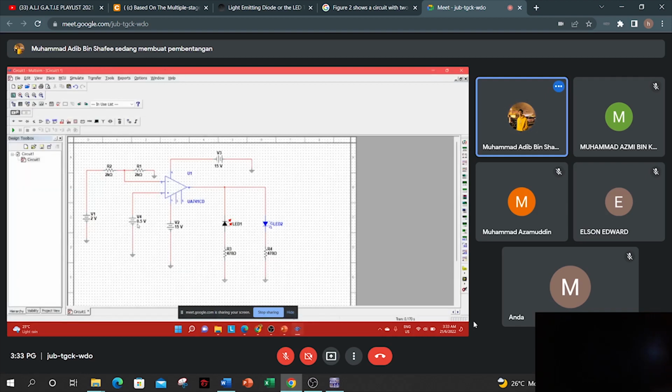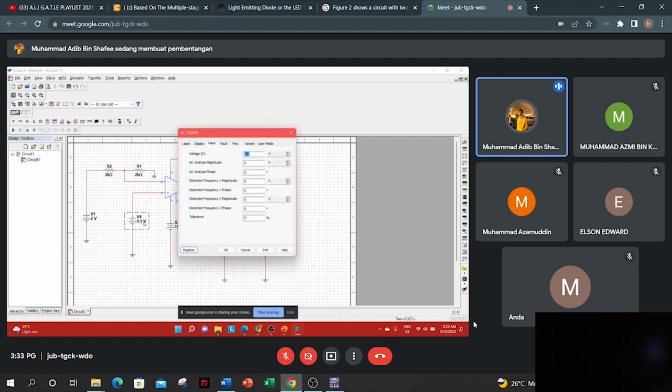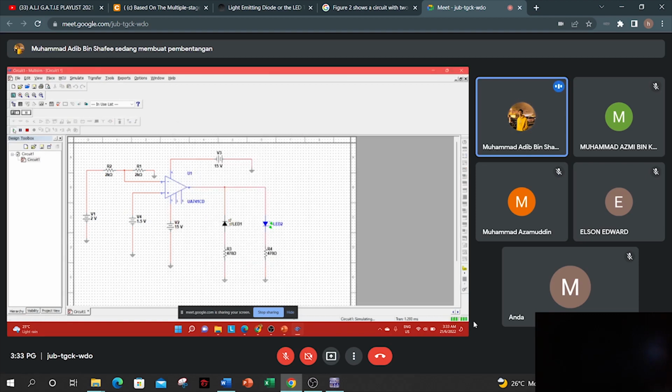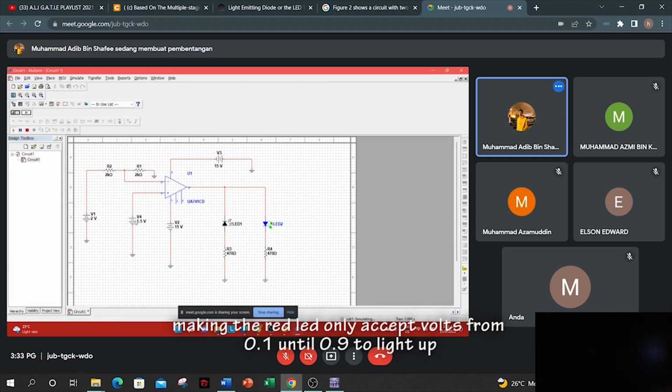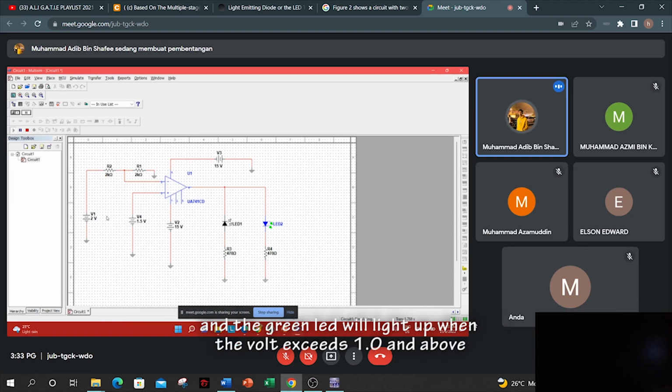When I put V input 0.5 and run, the red LED will be on. And when I put 1.5 volt for the input and run, the green LED will be on. It is because the input will be divided by 2, making the red LED only accept volts from 0.1 until 0.9 to light up, and the green LED will light up when the volt exceeds 1.0 and above.